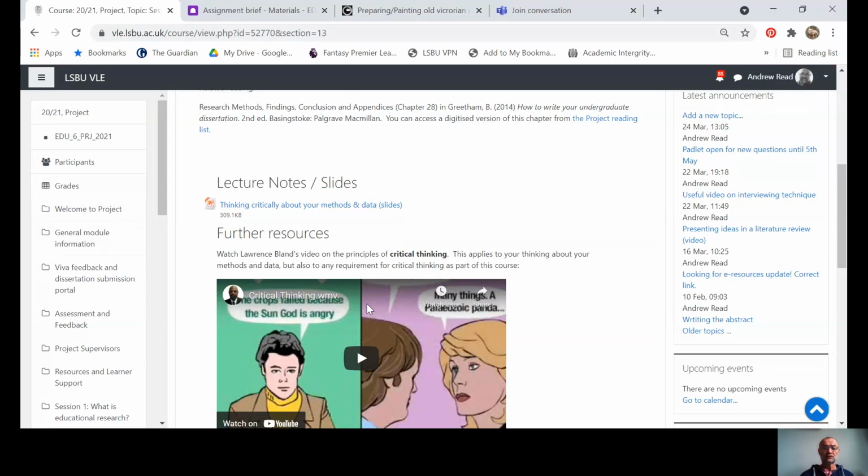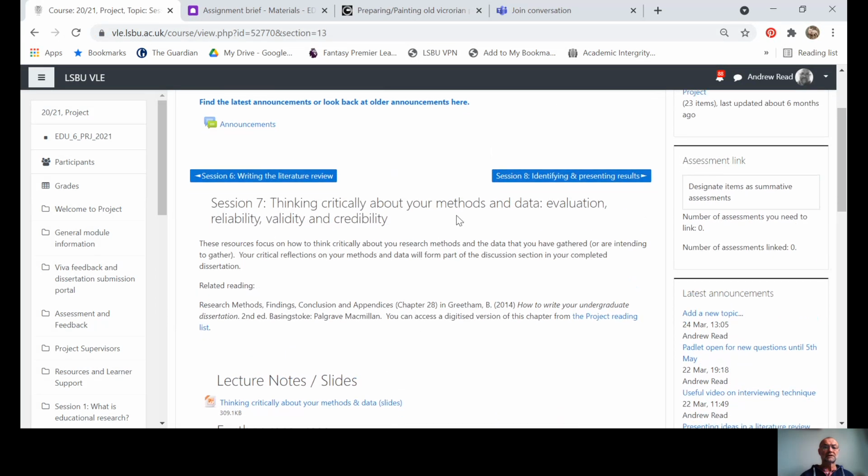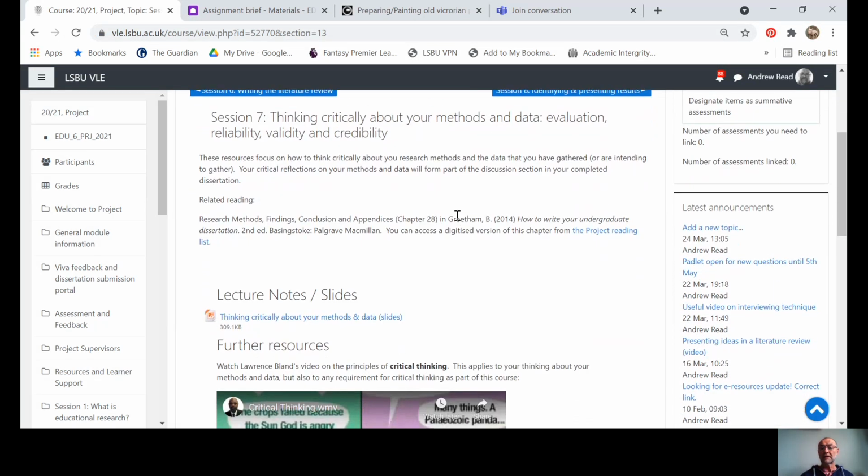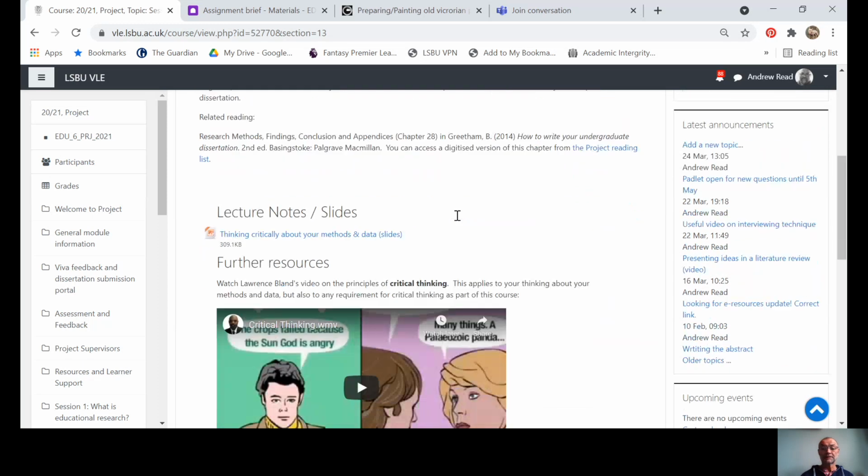I'm going to start by sharing the Moodle page with you, and you'll find links to all of the material you need on Moodle. So I've gone straight in here to session 7. So this session 7 is going to be about thinking critically about your methods and data.